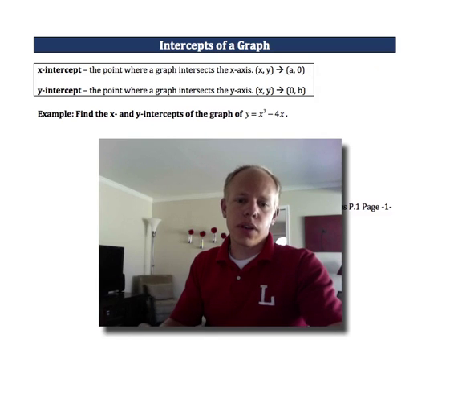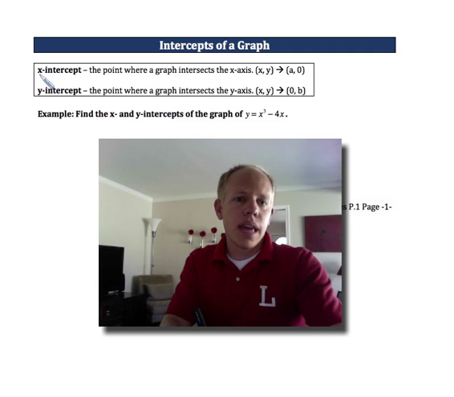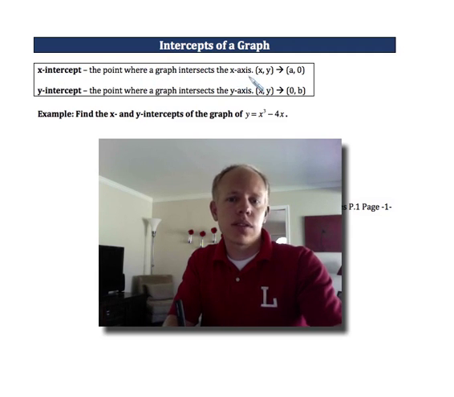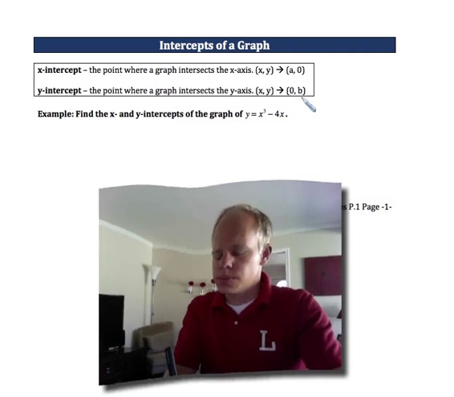So intercepts of a graph. We have the x-intercept, and this is the point where the graph intersects the x-axis. And so the solution to the x-intercept is always going to be some sort of (a, 0). And you'll notice there the y value is 0. Now the y-intercept is the point where the graph intersects the y-axis. So now the x-coordinate will be 0 and the y-coordinate will be something else.